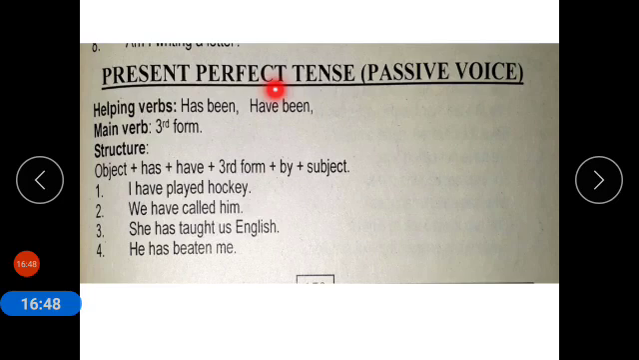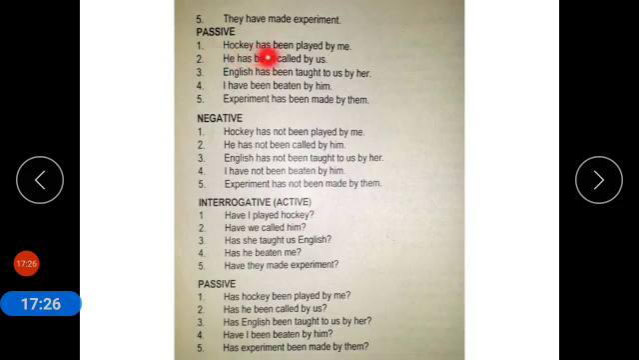Now coming to present perfect tense of passive voice. Helping verbs are has been, have been, and the main verb is in the third form. Structure: object, has or have, third form of verb plus by, then subject. I have played hockey. How to figure out which tense this sentence is? The use of have and the use of the third form shows that it is present perfect tense. So now we will change it into passive voice. Hockey has been played by me. So we will use has been or have been according to the subject.